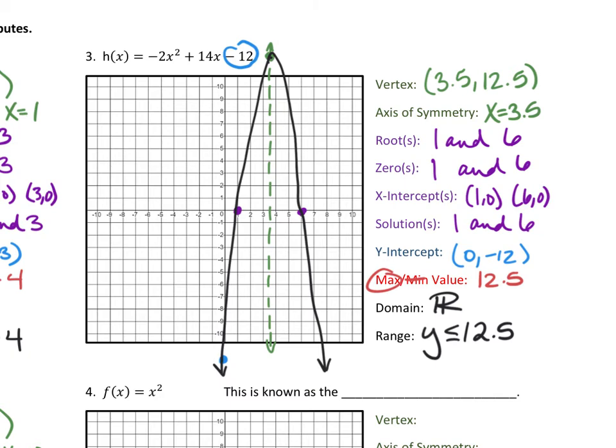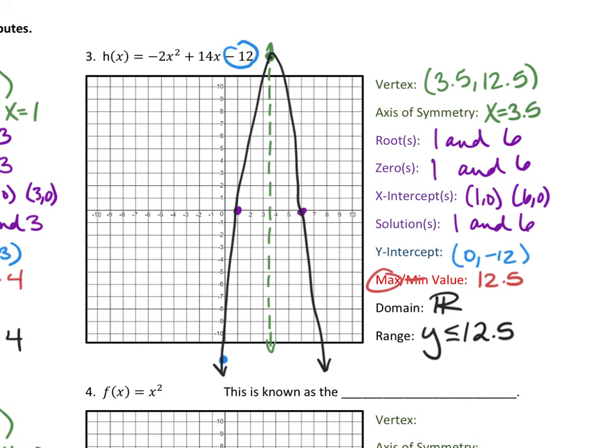So you could zoom out a little bit on Desmos and then identify all of the parts. We have a vertex at (3.5, 12.5), which means my axis of symmetry is the vertical line x = 3.5, the vertical line cutting right through the middle of that vertex. The roots, zeros, x-intercepts, and solutions are at 1 and 6. The y-intercept is again off the grid at (0, -12). We know this because it's the c value.